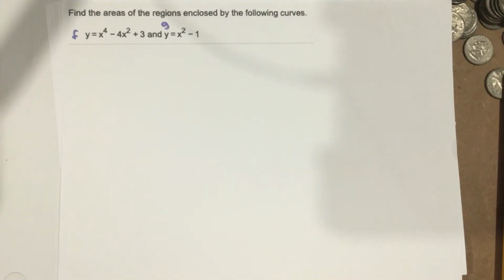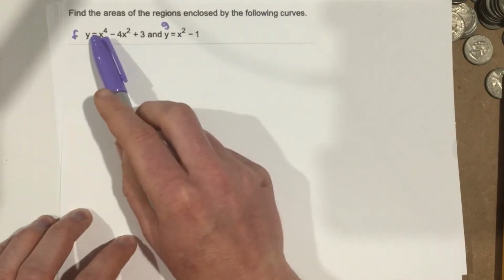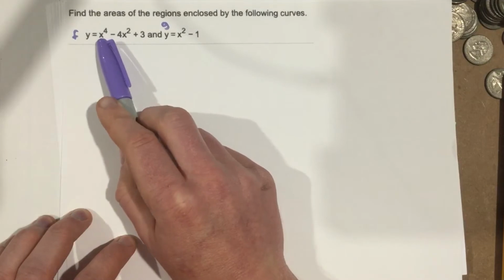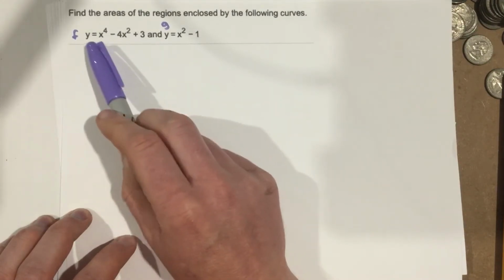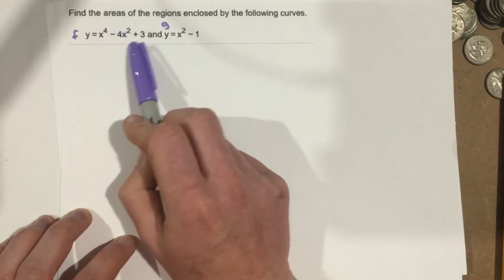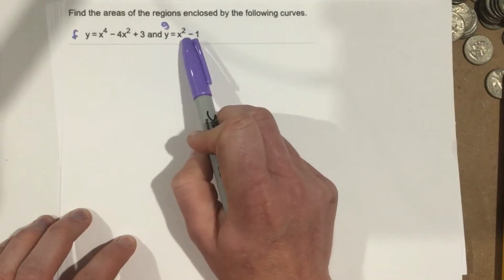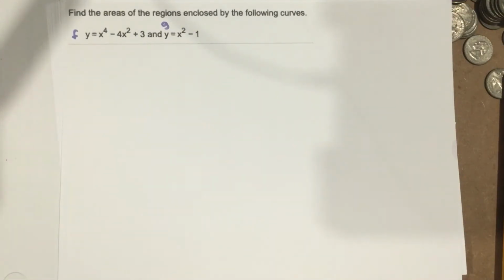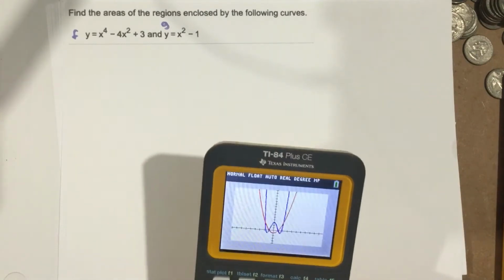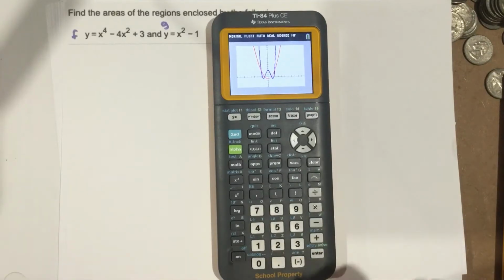This is problem number 3 for assessment number 6. It says find the areas of the regions enclosed by the following curves. It gives you x to the fourth minus 4x squared plus 4, so a fourth power polynomial, and it gives you x squared minus 1, which is a quadratic, and it says find the areas of the regions.